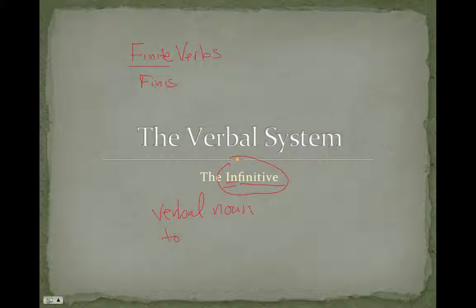In English, to go, or going, are both verbal nouns. So what do I like? I like to go, or going is good. There, going is the noun, the verb is, and it's good. So we're going to talk just briefly about the infinitive.